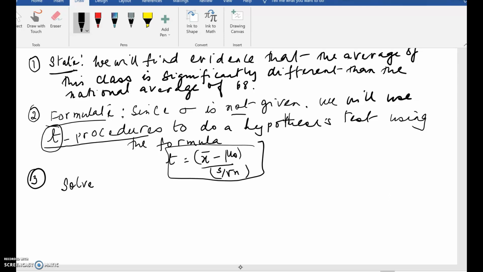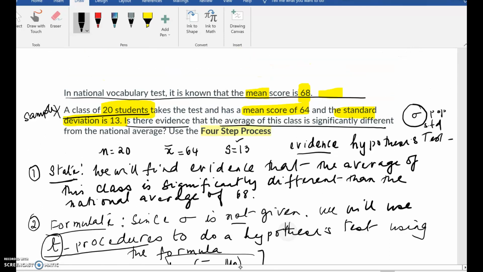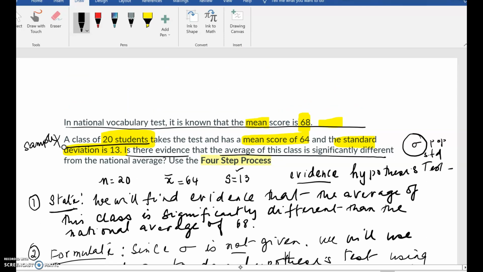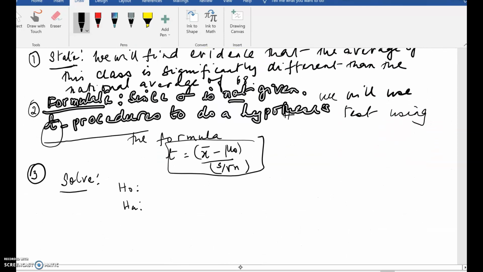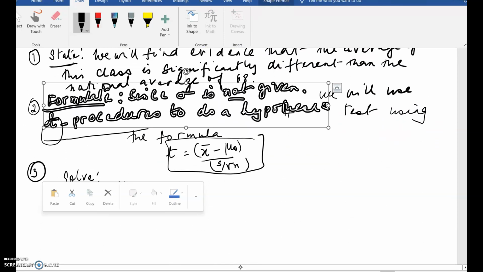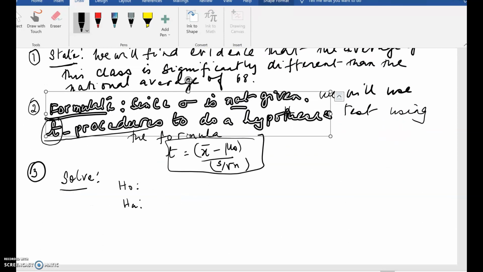Next is solve. So if it's a hypothesis test, the first step in solve is writing down the null and alternative hypothesis. So the question says, a class of 20 students took this test and the rest is given. Is there evidence that the average of this class is significantly different? It doesn't say greater than, it doesn't say less than, it talks about significantly different.